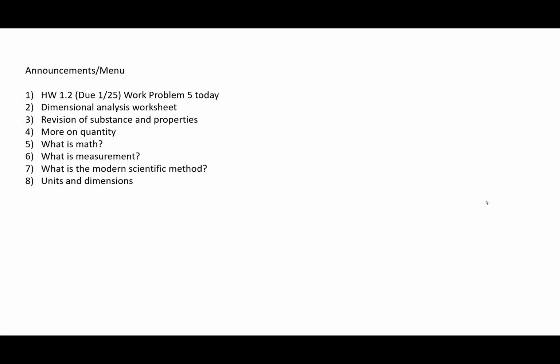I also uploaded the dimensional analysis worksheet on Canvas. It's under files. We will do that next week. So we are getting there. We will discuss what is measurement, what is mathematics today. Once we finish that, we are good for dimensional analysis. That's when we will do the worksheet, and you will do the worksheet with me together. Then you will submit that as a part of your homework 1.3. So dimensional analysis would be a big chunk of your homework 1.3, right? I will announce the date for homework 1.3 soon.